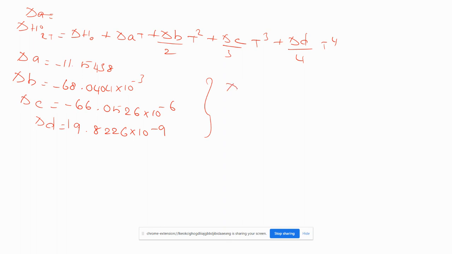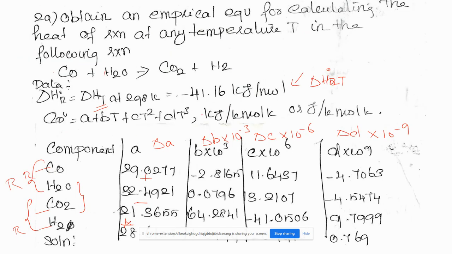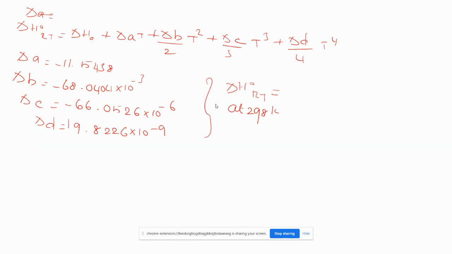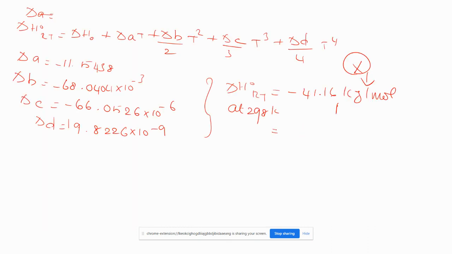Now the del H 0 at T value at 298 Kelvin, whatever the given data, is minus 41.16 kilojoules per mole. Another important point you should remember: convert it into joules per mole. So you will get minus 41160 joules per mole.